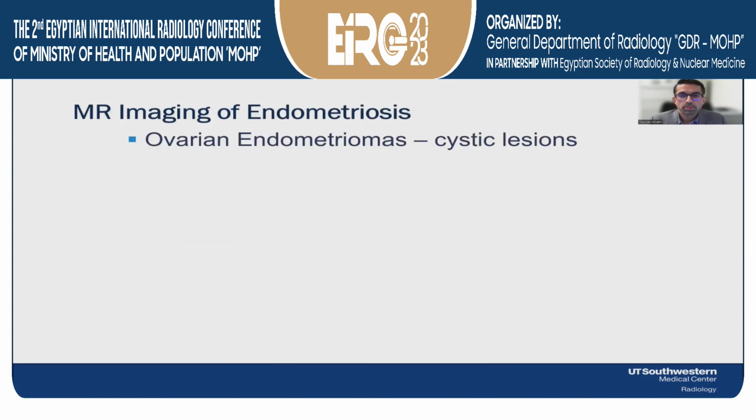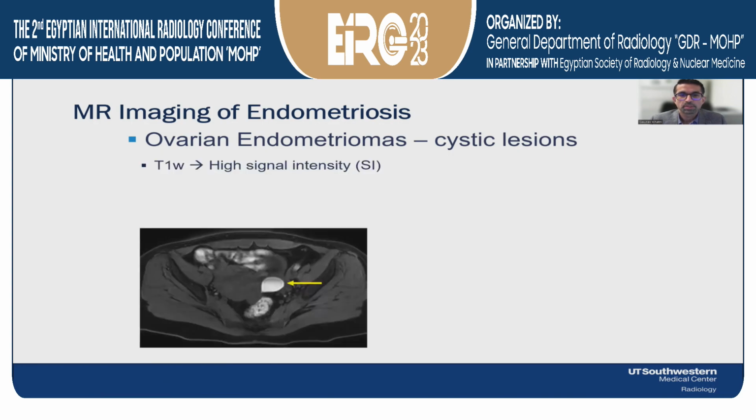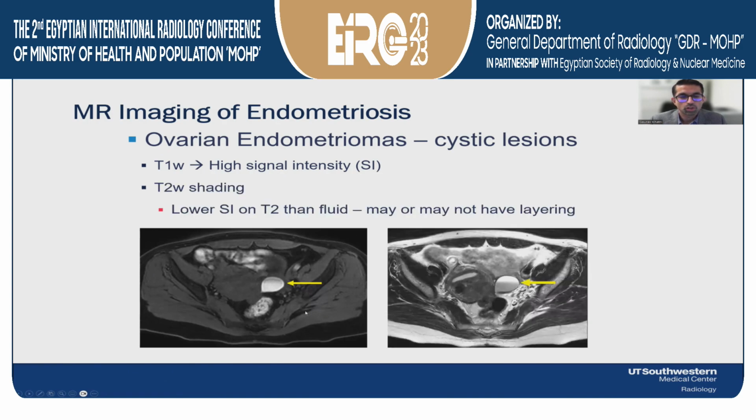So, ovarian endometriomas are cystic lesions. These are typically very high signal intensity on T1 weighted images. They are light bulb bright, as you can see here, and they exhibit a phenomenon called T2 shading. What this means is that the T2 signal intensity within the endometrioma is going to be lower signal intensity than simple fluid. So it's a little bit darker than you would expect CSF or urine in the bladder. Typically, they have this gray signal intensity on T2, despite having this very bright signal intensity on T1. They may or may not have this layering effect because of chronic hemorrhage.